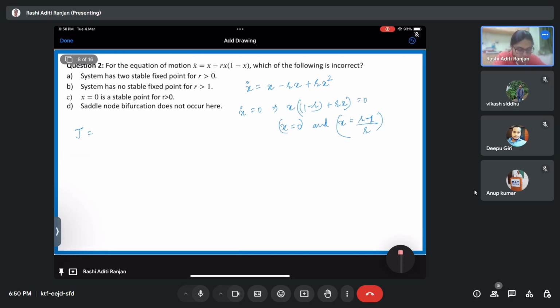So let us compute the Jacobian, which is the differentiation of my function with respect to x. Let us assume this is f. So what is it going to be? It is going to be 1 minus r plus twice of rx.